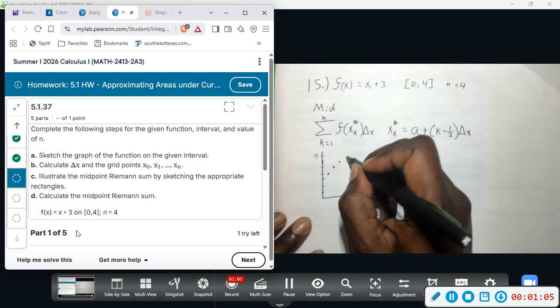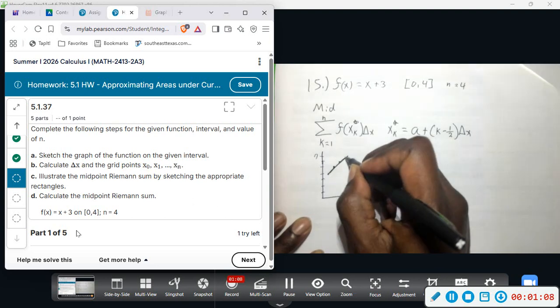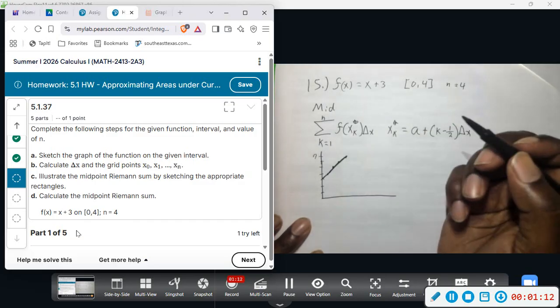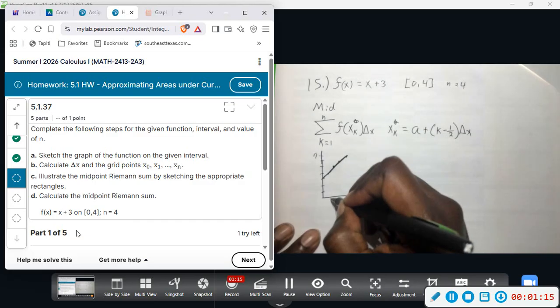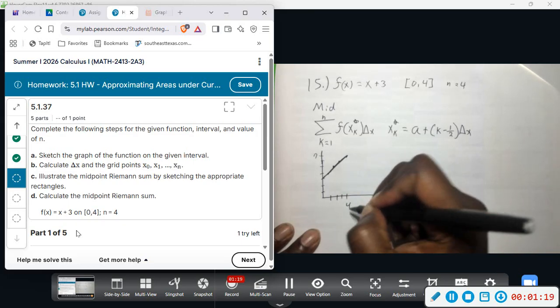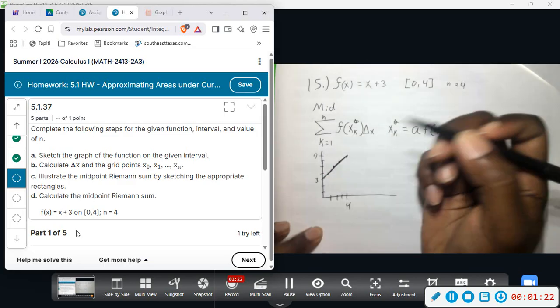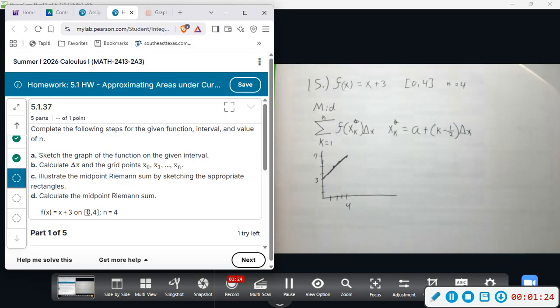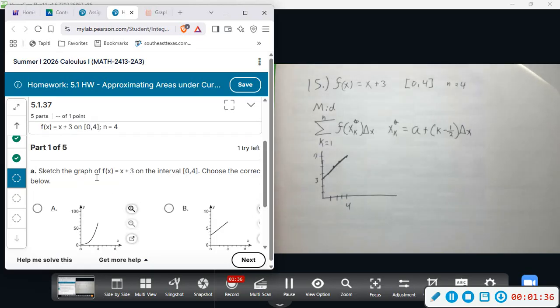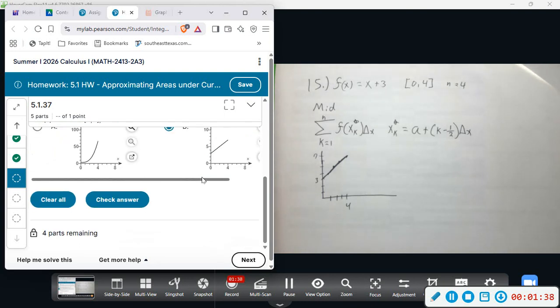So we'd have a slanted line intersecting the y-axis, and this would go 1, 2, 3 to 4. This is 3. So we would just have a linear function starting at 3, ending at 4 at a height of 7. B looks good. We only got 2 options, A or B, and B is going to be the best.